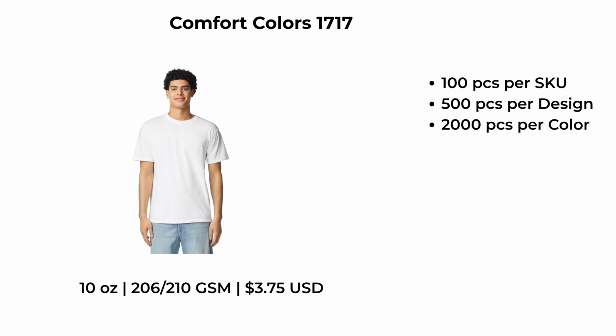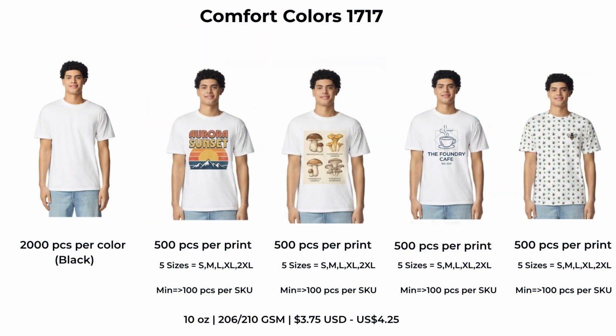The minimum quantity per color for this fabric again is 2000 units. You can have 4 different prints, each of 500 units, assuming you have 5 SKUs in every print. So that's 2000 units in 4 different prints. The prices will vary over here. If you go 2XL and above, it will go even to $4, but approximately $3.5 to $3.75 is the price.